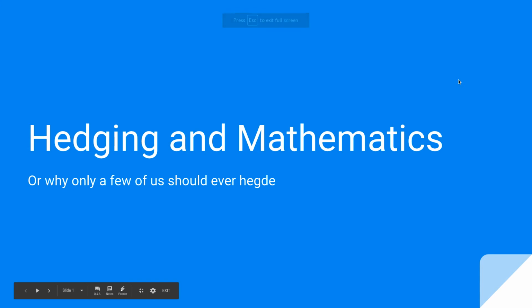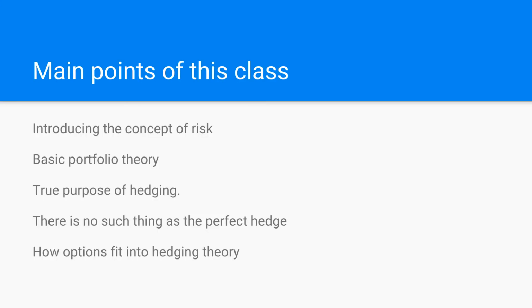So for that, we need to explore the basics, the connection to mathematics, and also the subtitle is why only a few of us should ever hedge. You will see why not everyone should hedge. I guess most retail traders should not hedge. That's kind of the takeaway of this class.